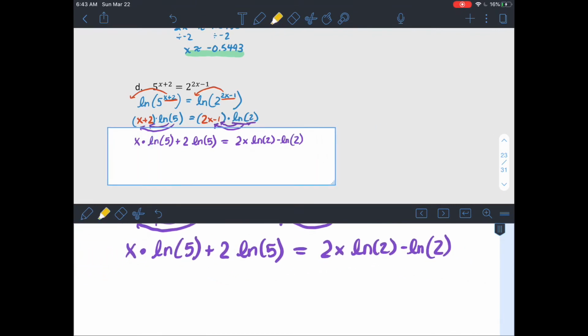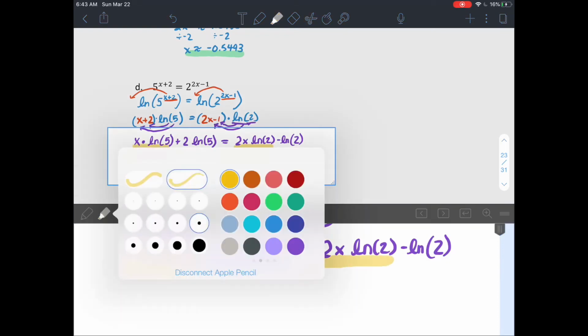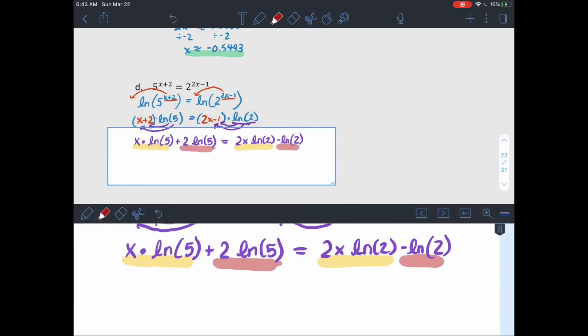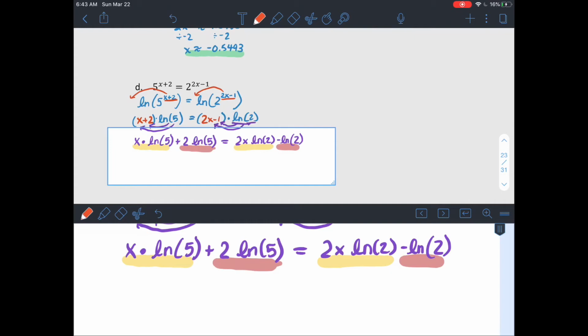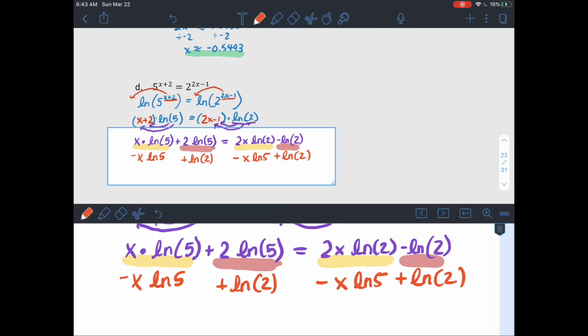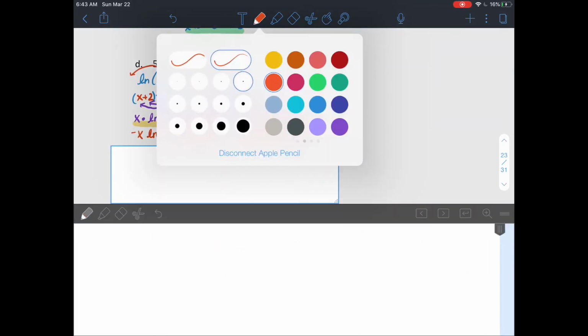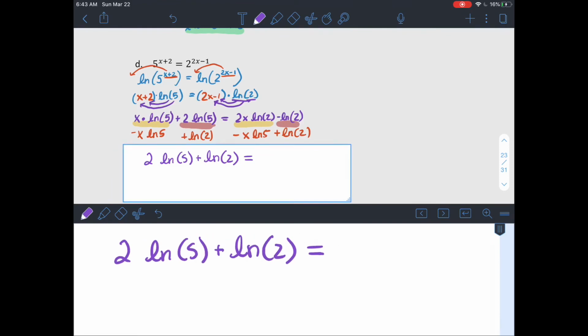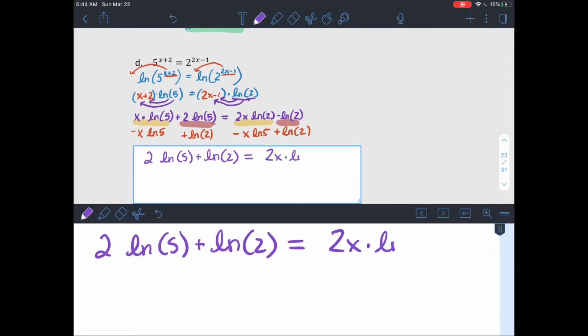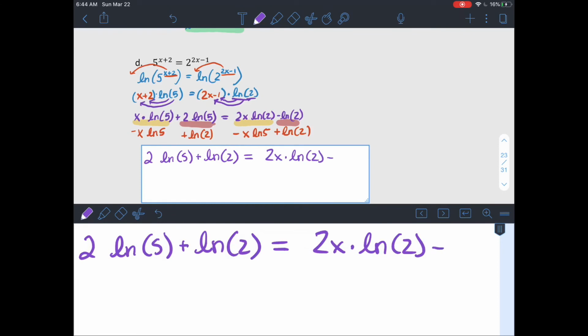Okay, we're solving for x. Our variable right now is on both sides of our equation. We want to get everything that involves our variable on one side and our constants that don't on the other. So some rearranging. Let's go ahead and add natural log of 2 to both sides and subtract x natural log of 5. So if I do that, on the left, I'm going to have 2 natural log of 5 plus natural log of 2. And on the right, 2x natural log of 2 minus x natural log of 5.